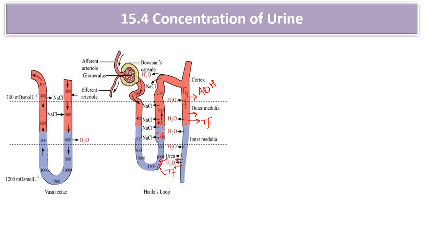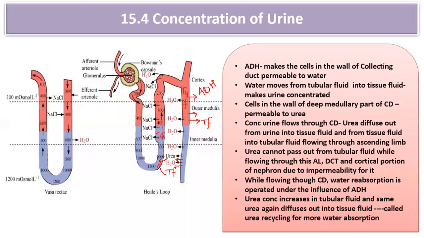Then urea cannot pass out of the tubular fluid while flowing through the ascending limb, because the DCT and the cortical portion of the nephron are impermeable to it. While flowing through the collecting duct, water reabsorption is operated under the influence of ADH, because here the salt concentration is going to increase. So water reabsorption will take place, and urea concentration will increase in the tubular fluid, and the same urea will diffuse out into the tissue fluid. That is called as what? Urea recycling.